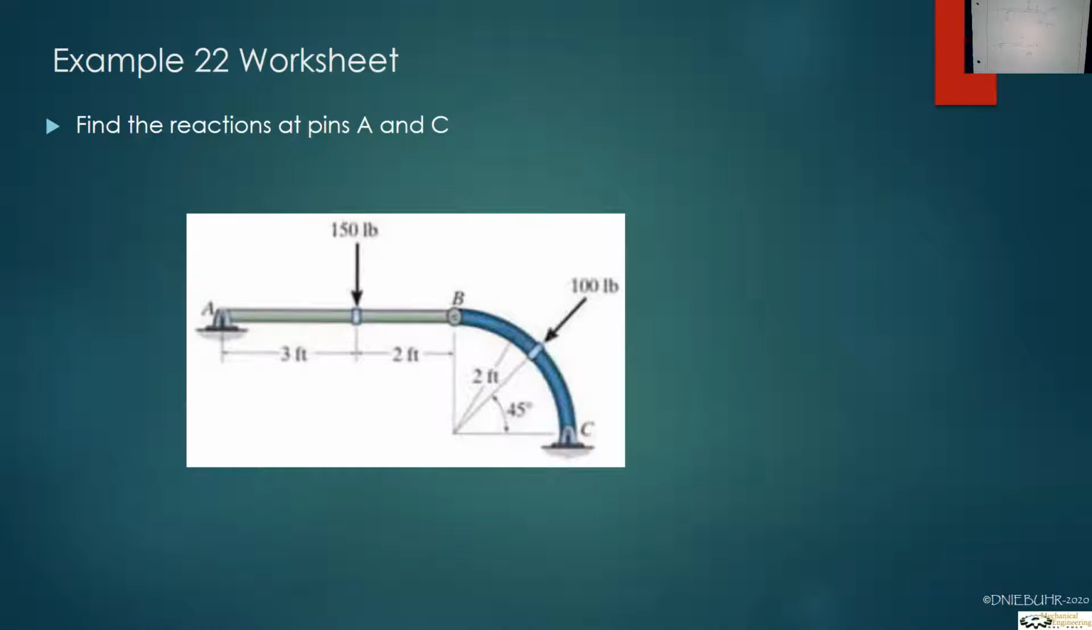So we can't start the problem by summing the moments about a point. If we sum the moments about A, we're going to have CY and CX as unknowns and no way to solve it. If we sum the moments at C, same thing. So this is an example of where you really can't start by finding the external reactions. You have to actually start by taking the thing apart. So let's go ahead and do that.